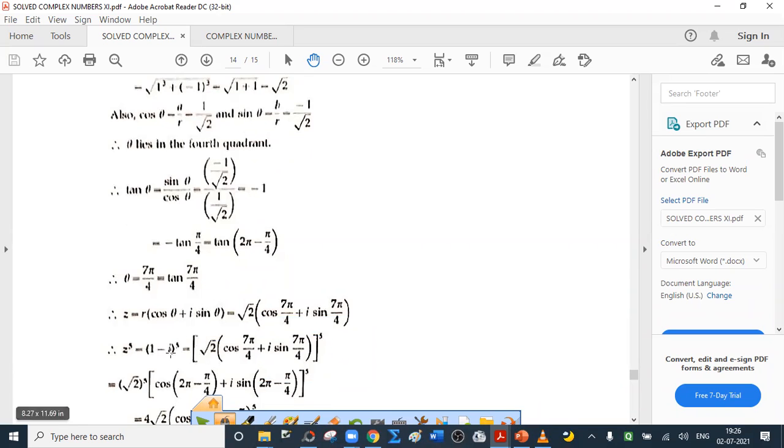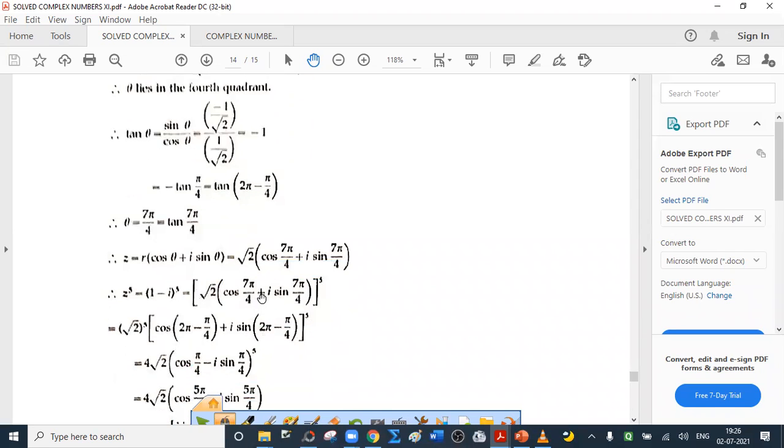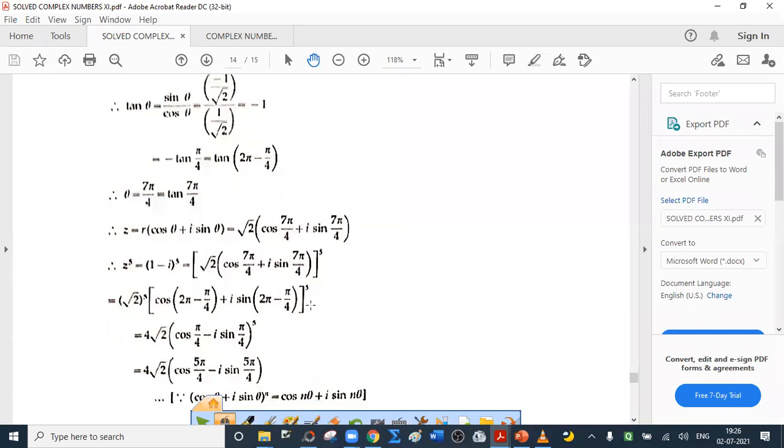Now the original complex number is (1 minus i) raised to 5. So raised to 5. Is that clear? So it is root 2 raised to 5. Now you have to multiply the angle by 5. Okay, I'll explain this part. First I will read this. So this is root 2 raised to 5, (cos of (2 pi minus pi by 4) plus i sin (2 pi minus pi by 4)) raised to 5.